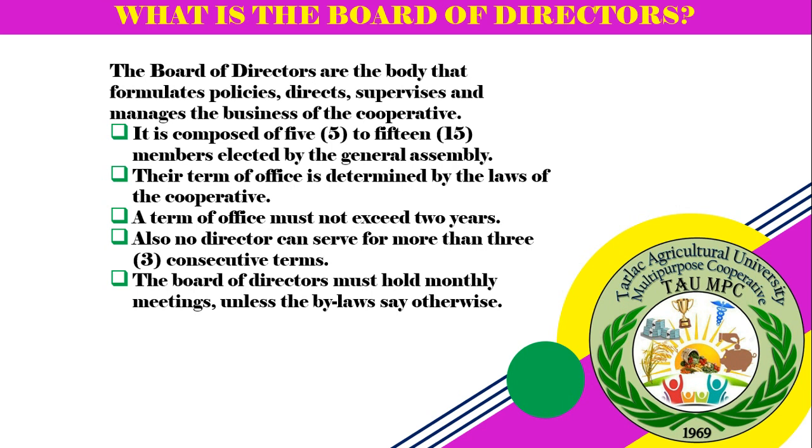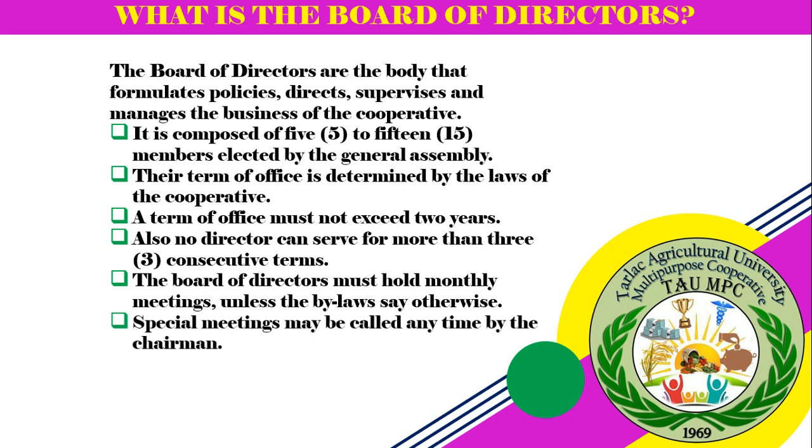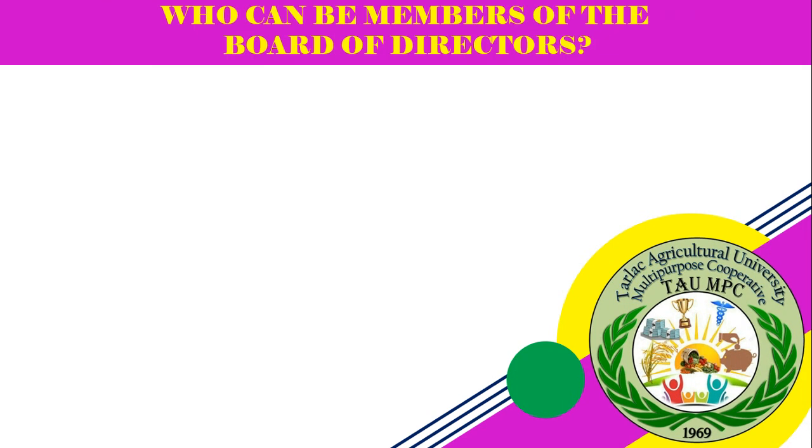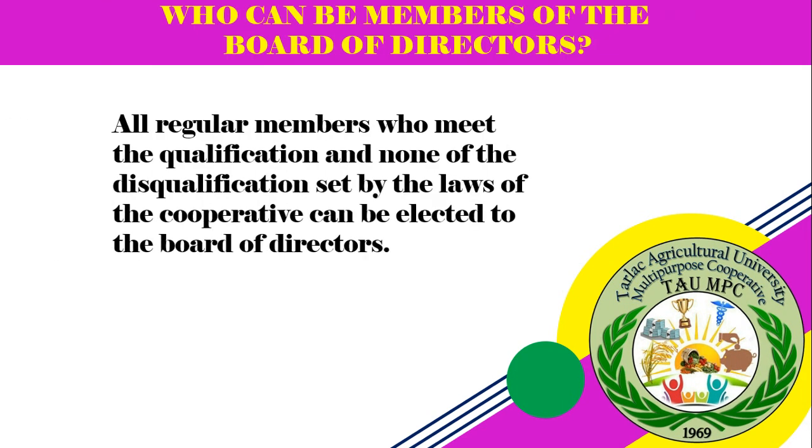The Board of Directors must hold monthly meetings unless the bylaws say otherwise. A special meeting may be called any time by the chairman. Directors cannot attend or vote by proxy at the board meetings. Who can be members of the Board of Directors? All regular members who meet the qualifications and none of the disqualifications set by the bylaws of the cooperative can be elected to the Board of Directors.